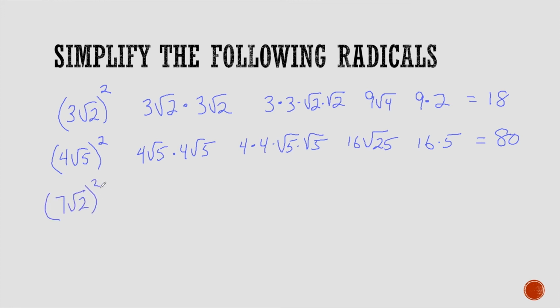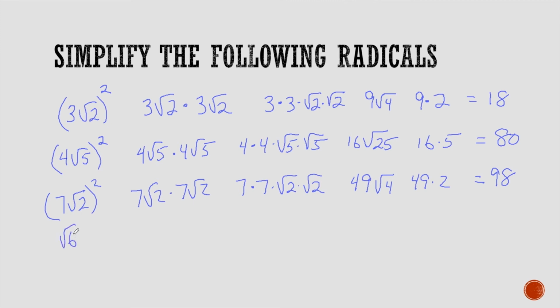Okay, 7 root 2 squared. Hit pause, see what you come up with. All right, let's see. You're also learning what numbers you're allowed to multiply. You're allowed to multiply outside times outside, inside times inside. So this becomes 49 root 4, which is 49 times 2, which is 98.